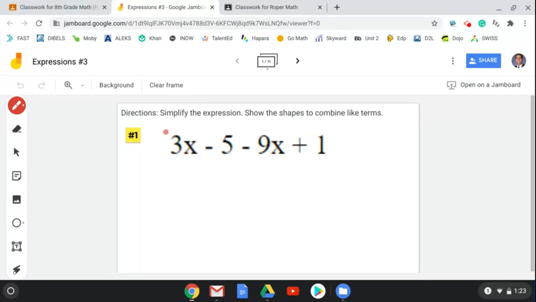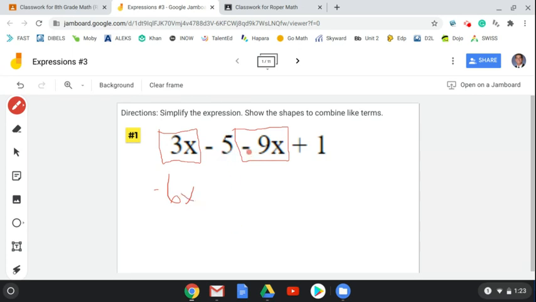So let's combine like terms. So I'm going to put a box around 3x and a box around negative 9x, right? Because those are like terms. They have the same variable x and the same exponent 1. Because remember, when the exponent is not written, it is 1. So what's 3x minus 9x? That would be negative 6x, right?